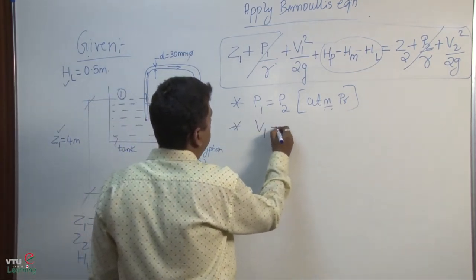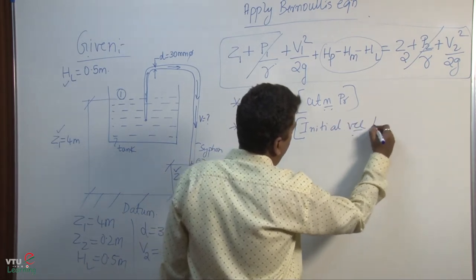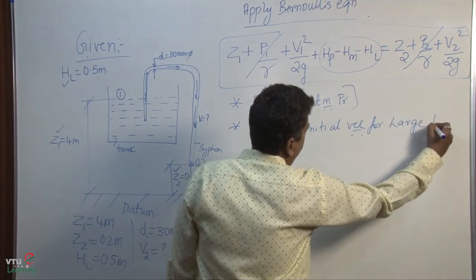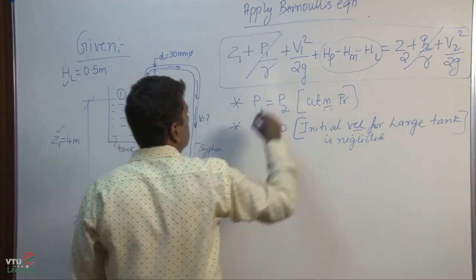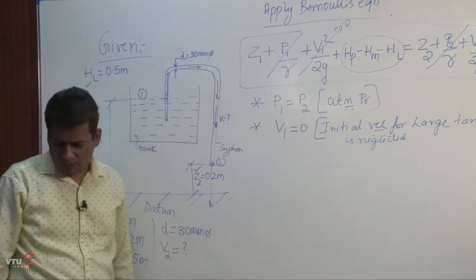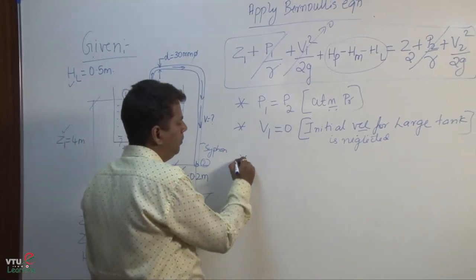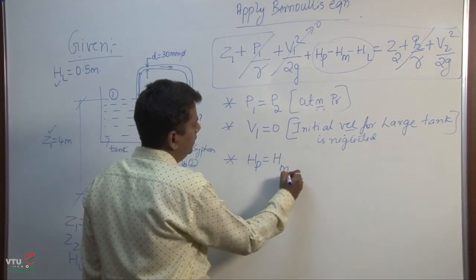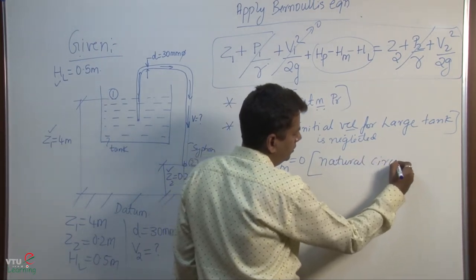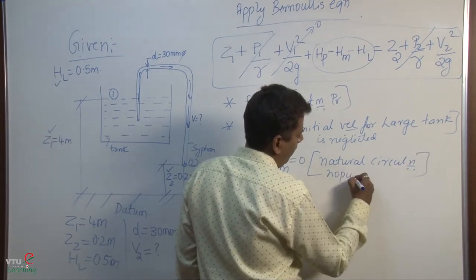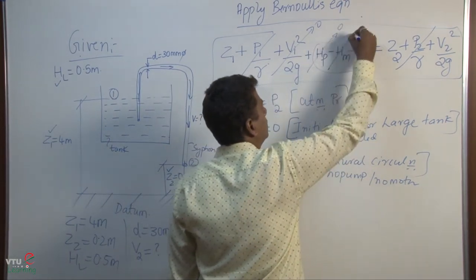Also, we have V1 equal to 0 because the initial velocity for a large tank is neglected, hence V1 is equal to 0. So V1 square becomes 0, right. In this system, it is a natural circulation system, so no question of pump and motor. So HP is equal to HM is equal to 0. No pump, no motor.